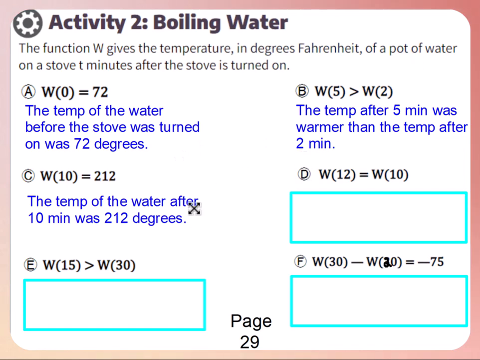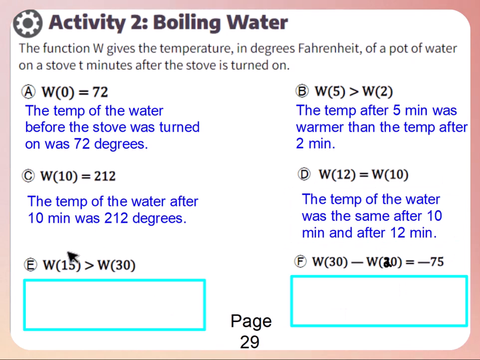All right, can you do D, E, and F? Go ahead and try those. Pause the video and then come back and compare answers. For D, the water after 12 minutes of turning on the stove was the same temperature as after 10 minutes of turning on the stove. For E, the water temperature after 15 minutes was greater than the water temperature after 30 minutes.